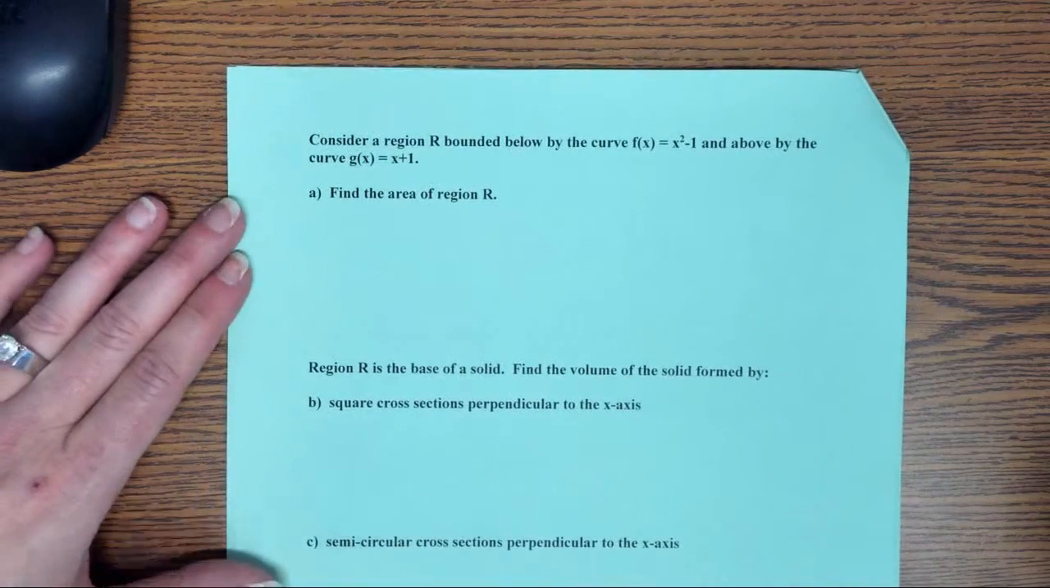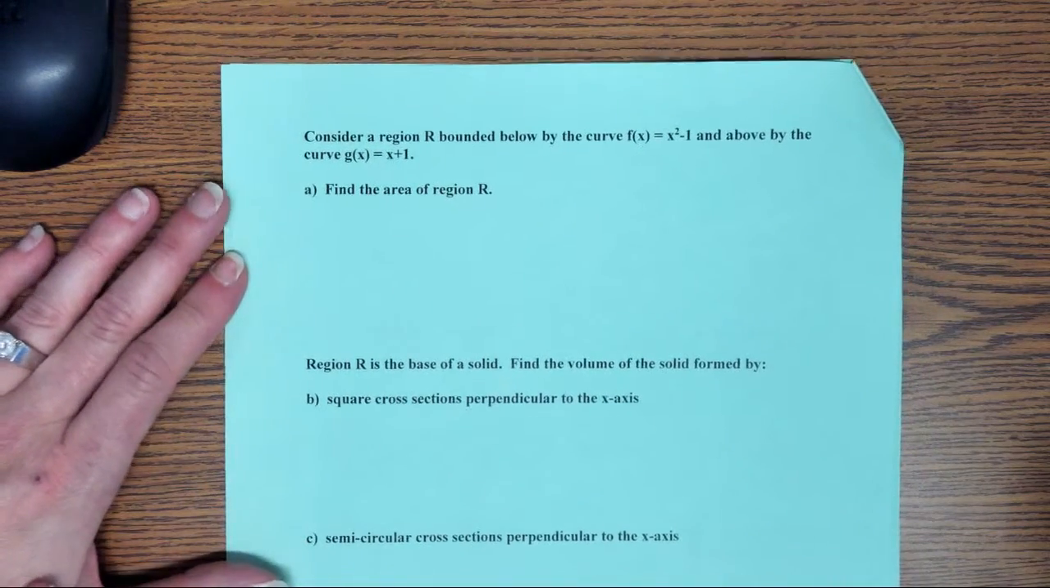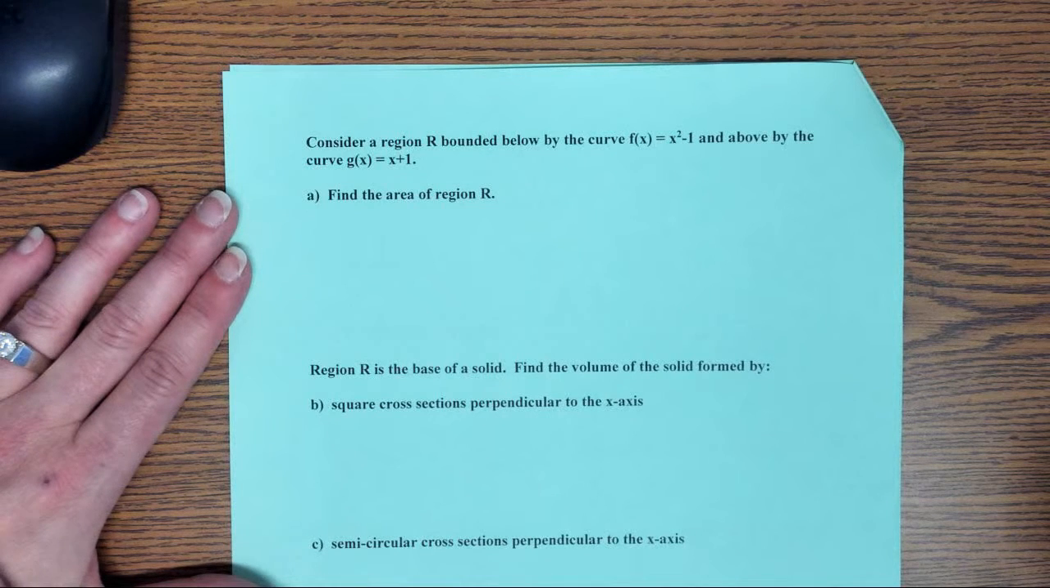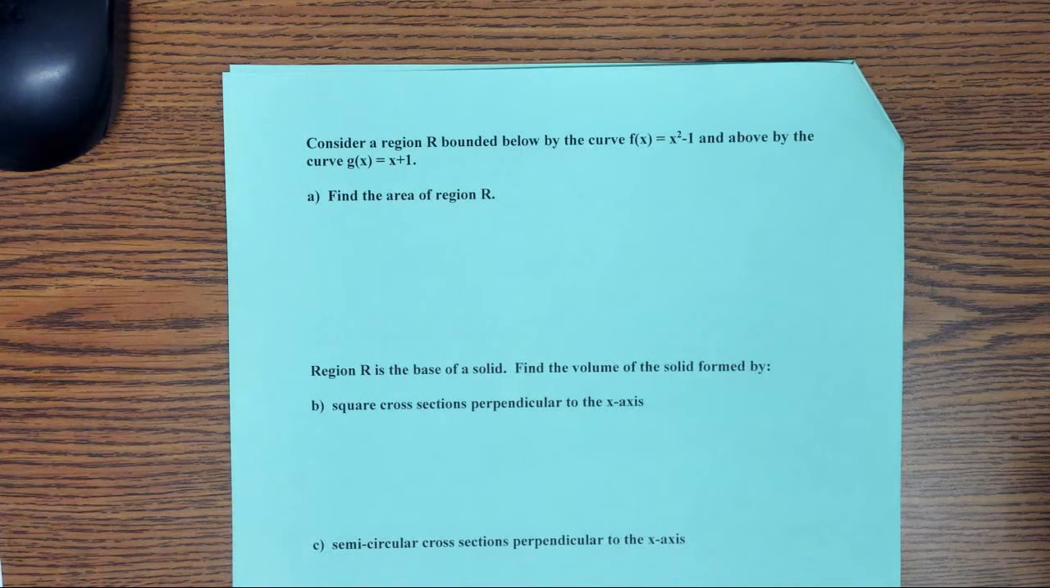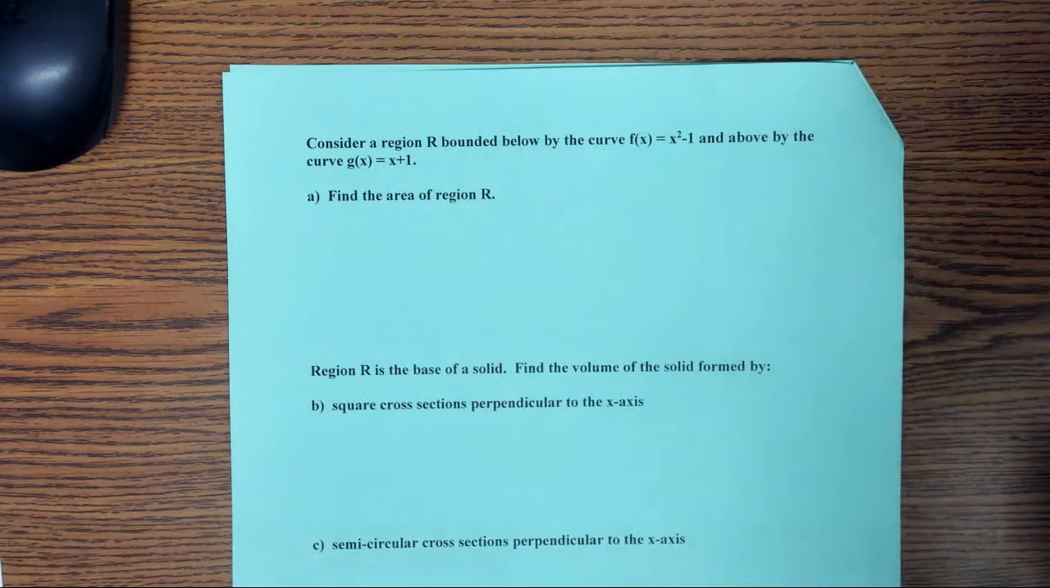So let's say we had a region R bounded below by the curve f of x equals x squared minus 1 and above by the curve x plus 1. So I always like to start with a little sketch.